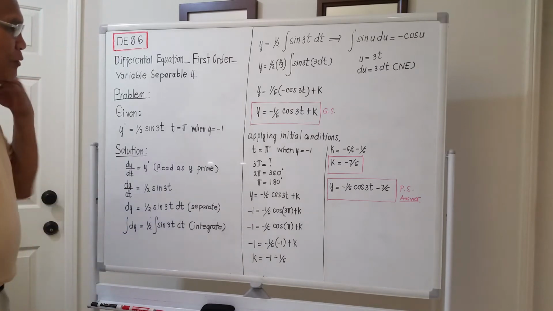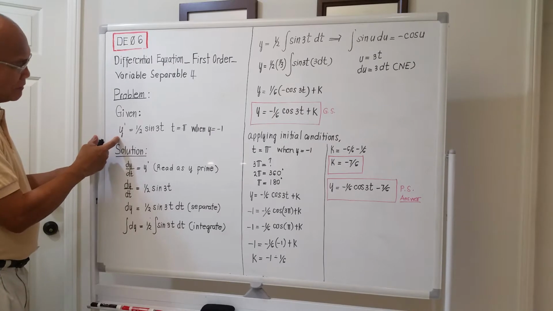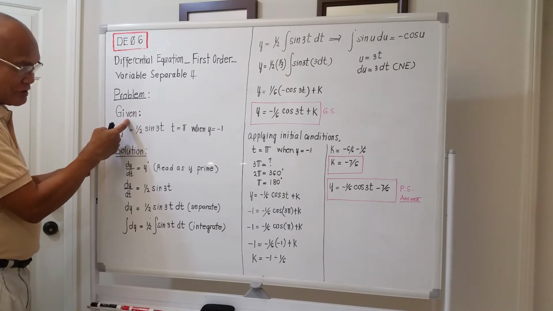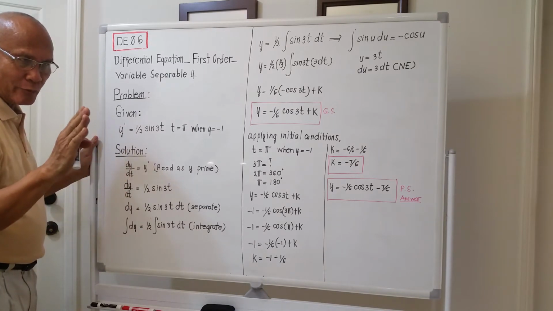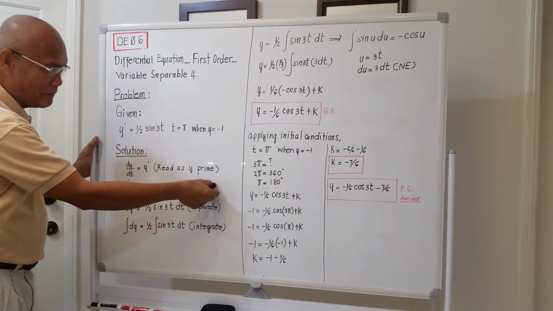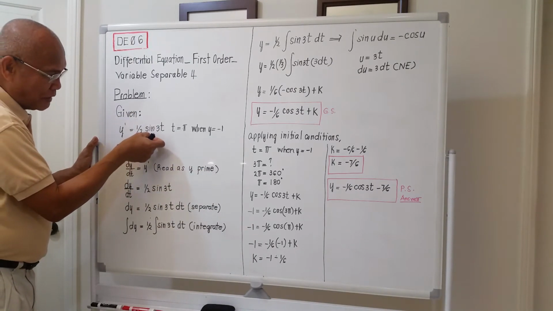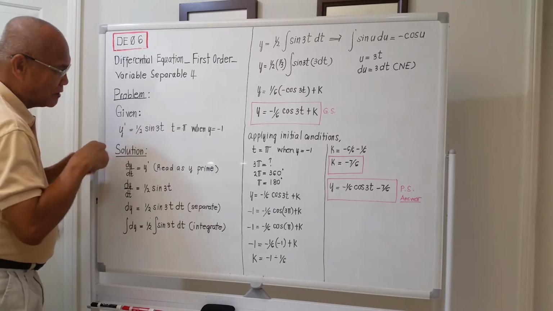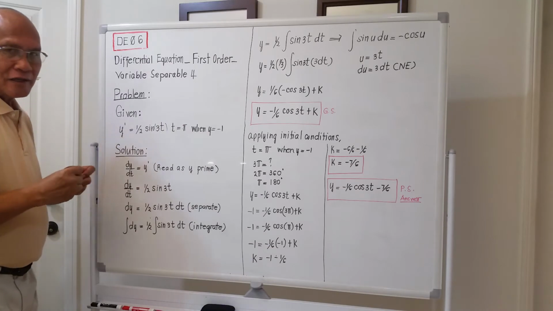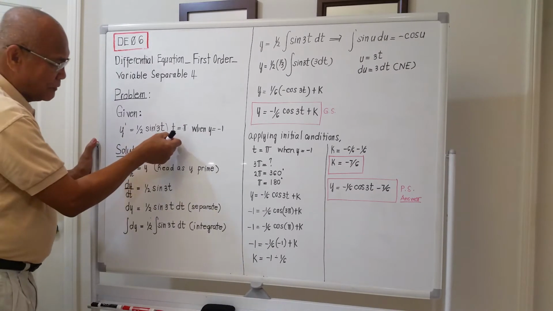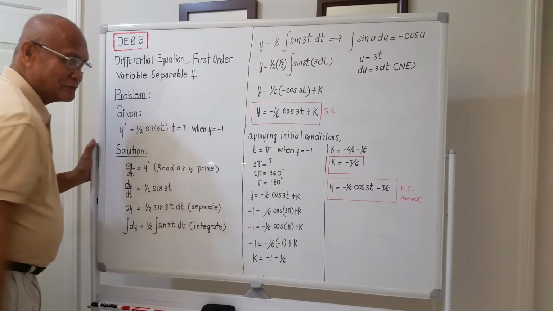Okay, I will try to read the problem. We are given y prime. It's just like an apostrophe, but in calculus or differential equation, we read it as prime. Y prime is equal to 1/2 sine of 3t. The total angle is 3t. Okay. The given initial condition is time is equal to pi when y is equal to -1.